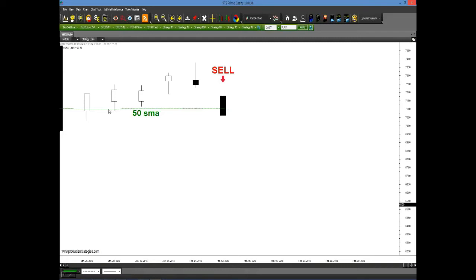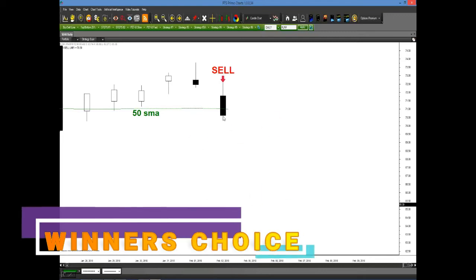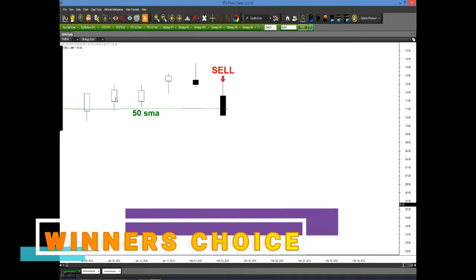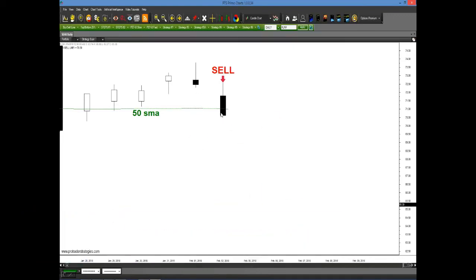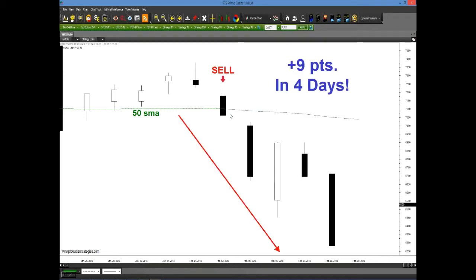Here's XLNX. We are above the 50-period moving average, and then we closed below. So this is the same thing. Even though the majority of bars close above, we have a close below, and we close in the bottom 25%. So this is a little bit more advanced, but it's still a valid signal. It met all the criteria, and the stock fell 9 points in 4 days in the first week in February.